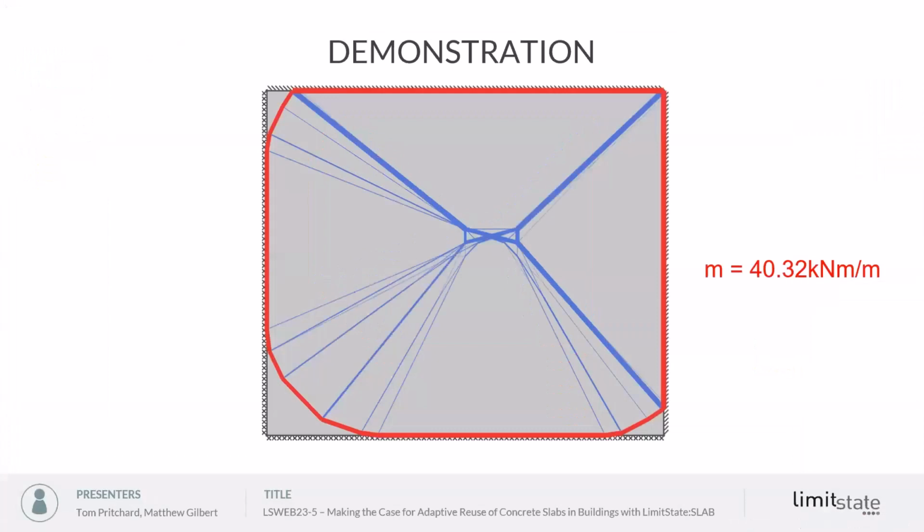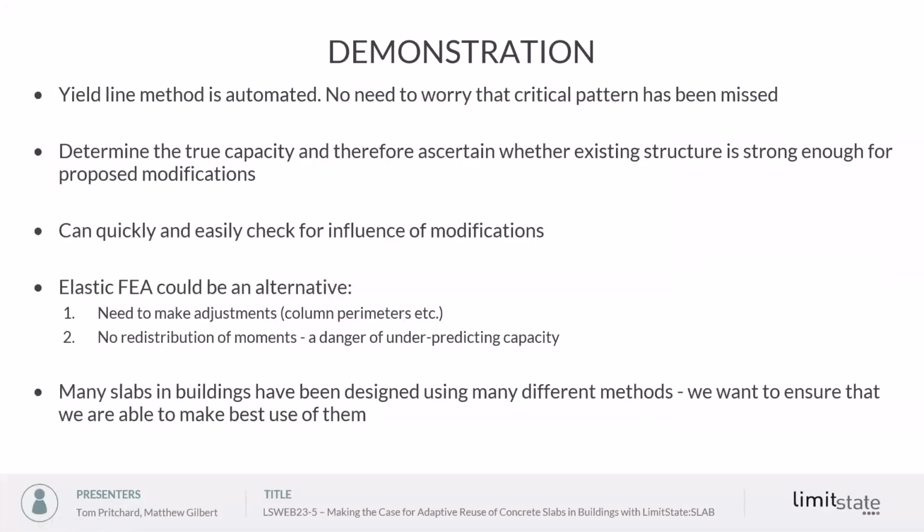So that was a very basic example. The yield line method is automated, so there's no need to worry that the critical pattern has been missed. We can determine the true capacity and also ascertain whether the existing structure is strong enough for proposed modifications. We can quickly and easily check for the influence of modifications.